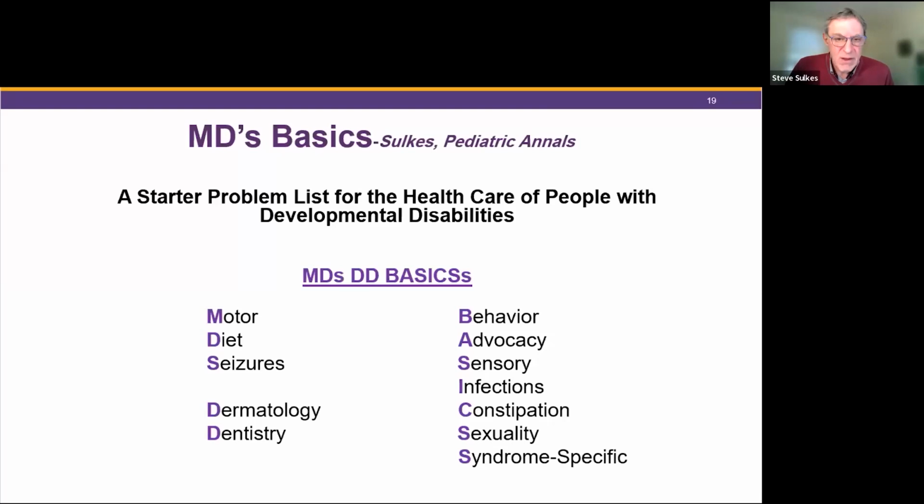When I have been doing primary care for people with developmental disabilities, I realized that there are some health issues that bubble up more frequently in people with IDD. And I made up a little mnemonic for myself. Those of you who may want to do a screenshot of this, I'll leave it up long enough for that.